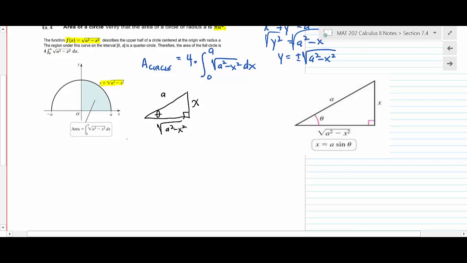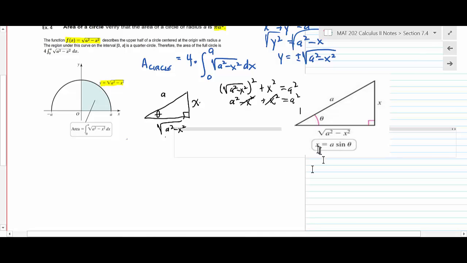Now all of those things are related by the Pythagorean theorem. We talked about that last time, but I want to remind you that if you did this side squared plus this side squared, you would get a squared. I'm just doing a squared plus b squared equals c squared from the Pythagorean theorem. I just want to show you that that's a squared minus x squared, the radical comes off. So that satisfies the conditions of the Pythagorean theorem. All of these triangles that we're going to use in trig substitutions come from the Pythagorean theorem.